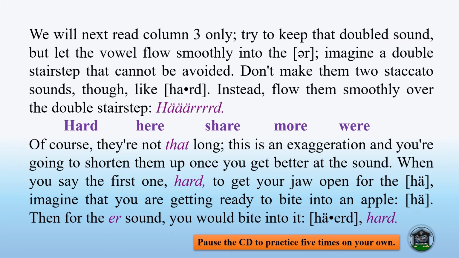Try to keep that doubled sound, but let the vowels flow smoothly into the R. Imagine a double stair step that cannot be avoided. Don't make them too staccato, though, like ha-erd. Instead, follow them smoothly over the double stair step. Hard. Ready? Hard. Here. Share. More. Were. Of course, they're not that long. This is an exaggeration, and you're going to shorten them up once you get better at that sound.